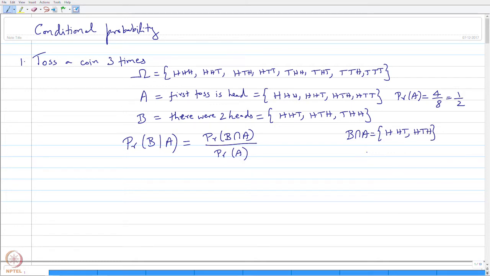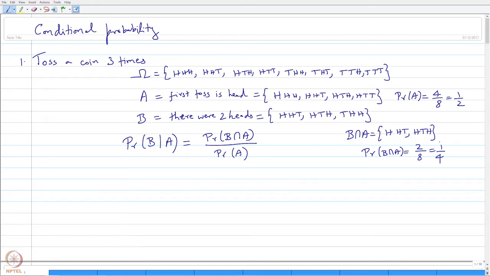Okay. And from that you can figure out the probability of B intersect A is 2 by 8, which is 1 by 4. This event is also easy to write down based on its definition. B intersect A is what? First toss should be head, and you should have 2 heads, which means one of the other 2 tosses should also be head. So, you have H H T and H T H.